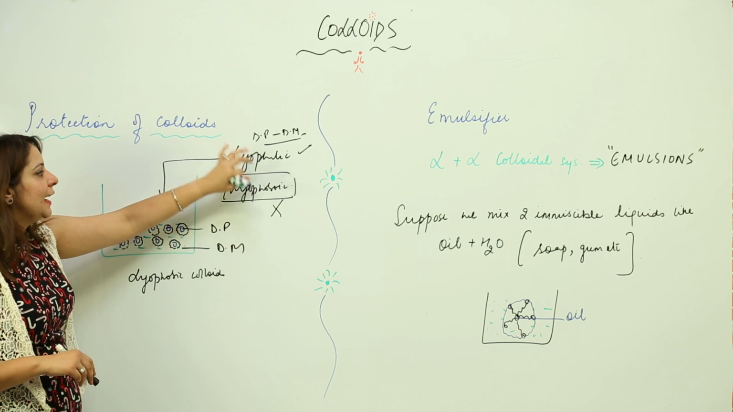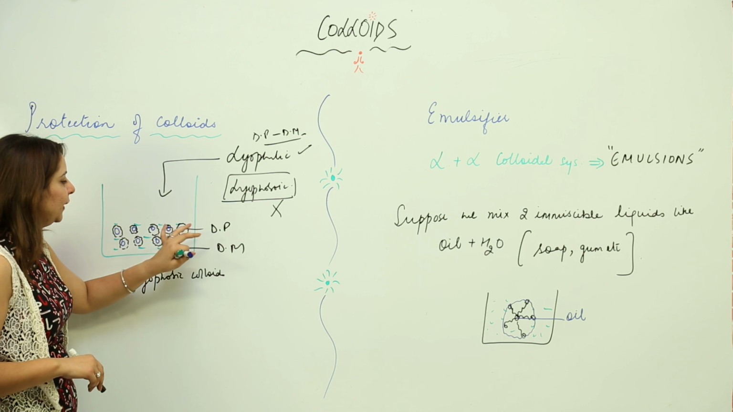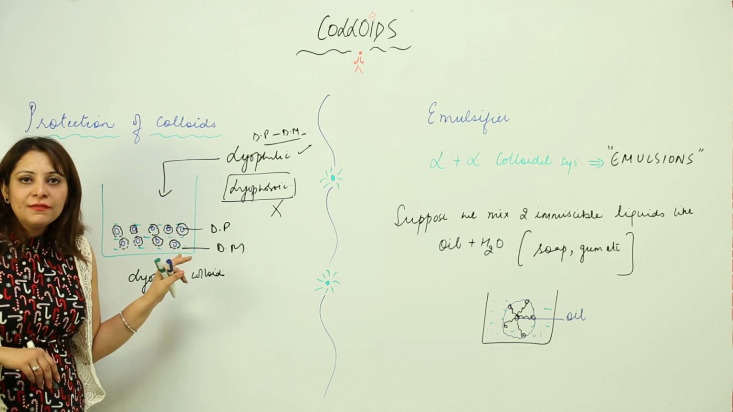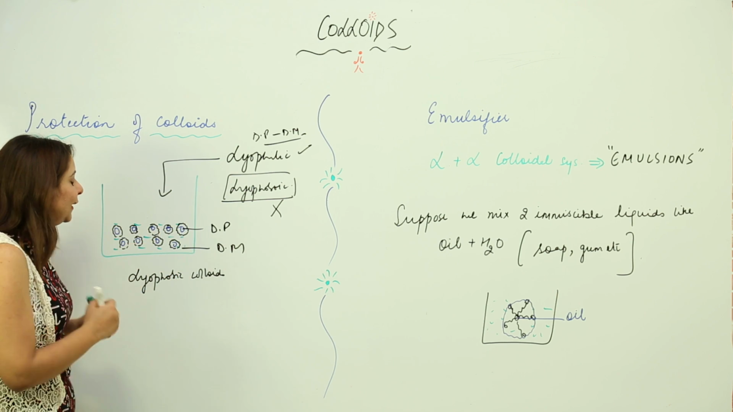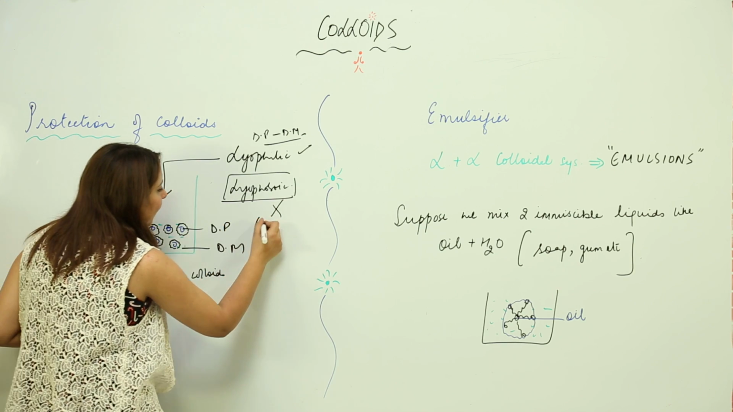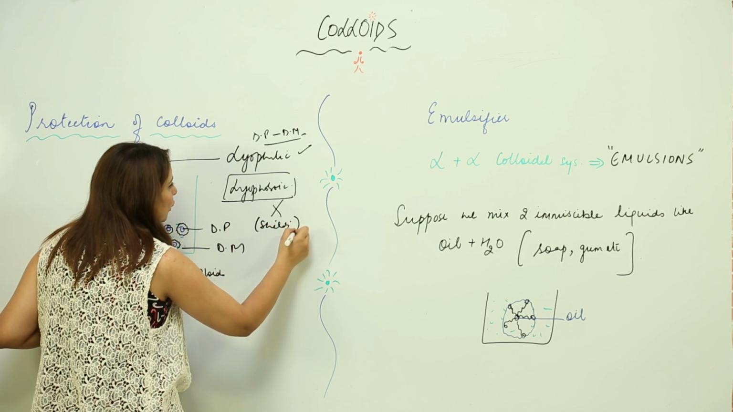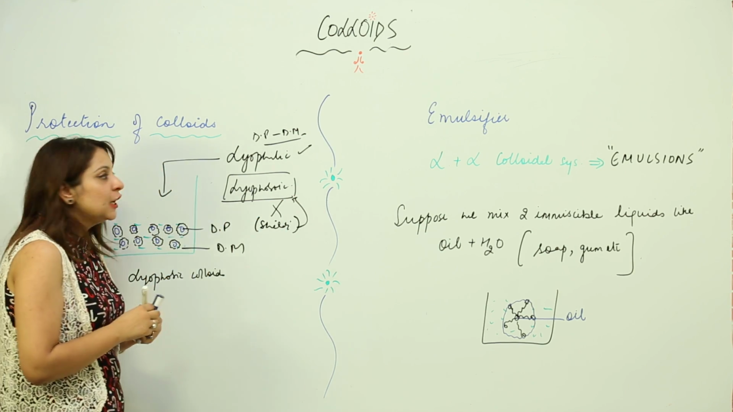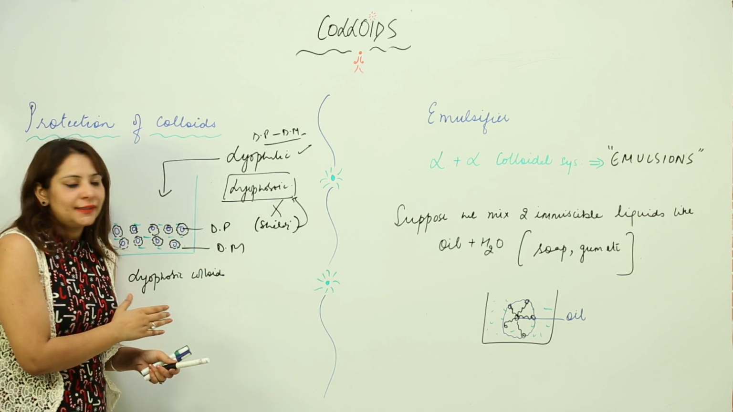So what we did, we added the lyophilic colloid, and the lyophilic actually forms a film around it because they have an affinity for the dispersion medium, and by doing so they are shielding the particles of the lyophobic ones, right. So this is our protection of colloids.